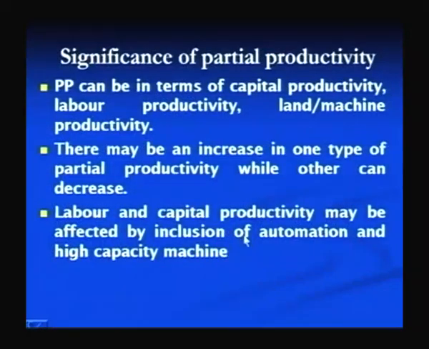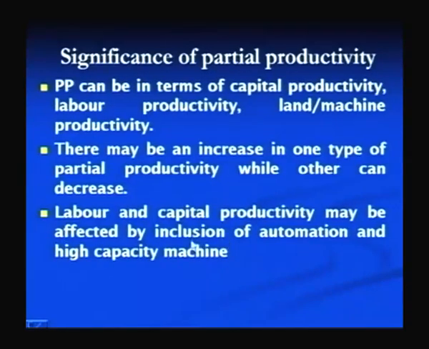So, for a given capital investment, if you are not getting the increased output, while there is a significant increase in output for a given labor input, then labor productivity will improve significantly, while the capital productivity may indicate some sort of reduction also. So, it is not necessary that the partial productivity for the different input resources will give the same kind of trend. In some cases an increase in one type of productivity may be noticed, while in others it can decrease. The labor and capital productivity may be affected by automation and high capacity machines.